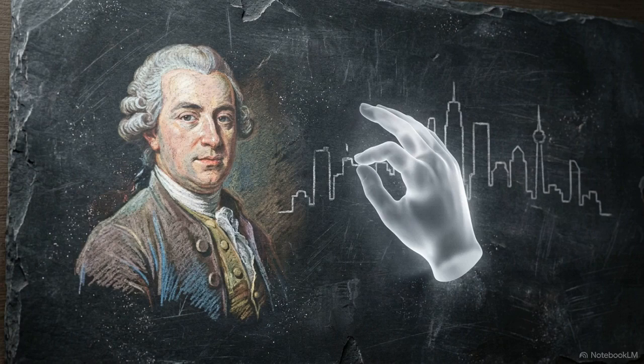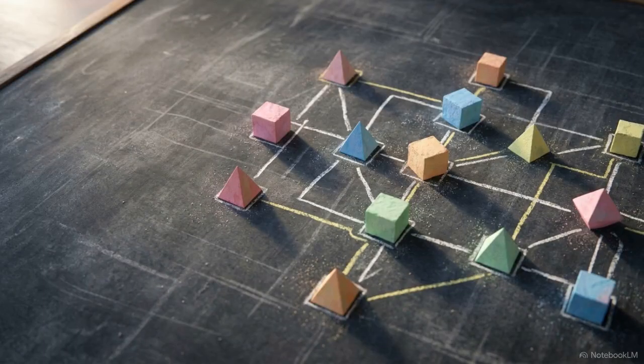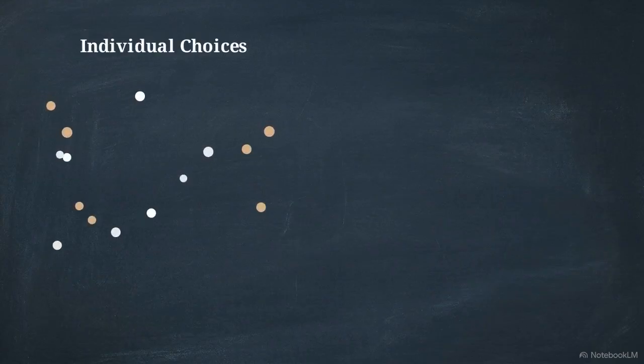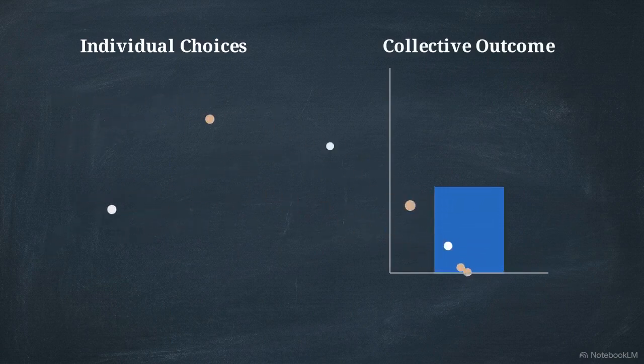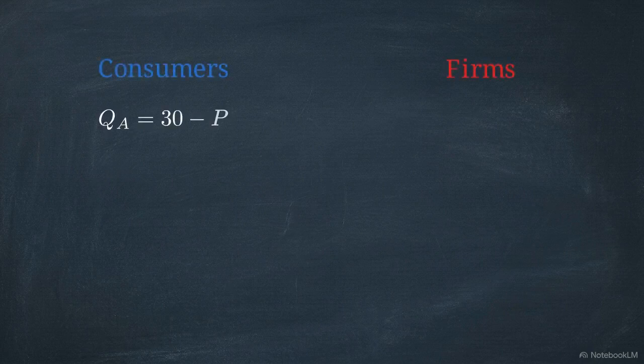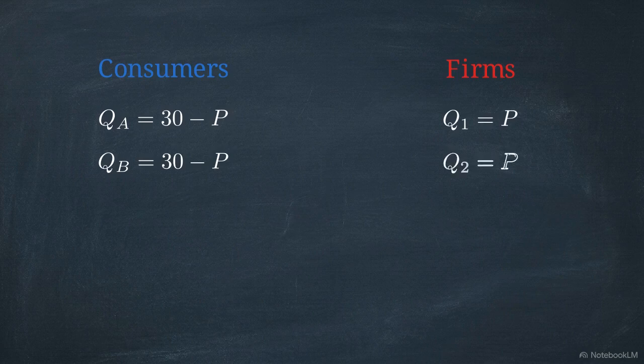Adam Smith famously proposed that the free market is guided by an invisible hand. To understand the logic behind this theory, we can use a specific mathematical framework to track how individual choices build into a collective outcome. We'll start with 4 individual actors. On the demand side, we have 2 consumers, A and B, each with a demand equation of 30 minus P. On the supply side, we have 2 firms, 1 and 2, each with a supply equation of simply P.